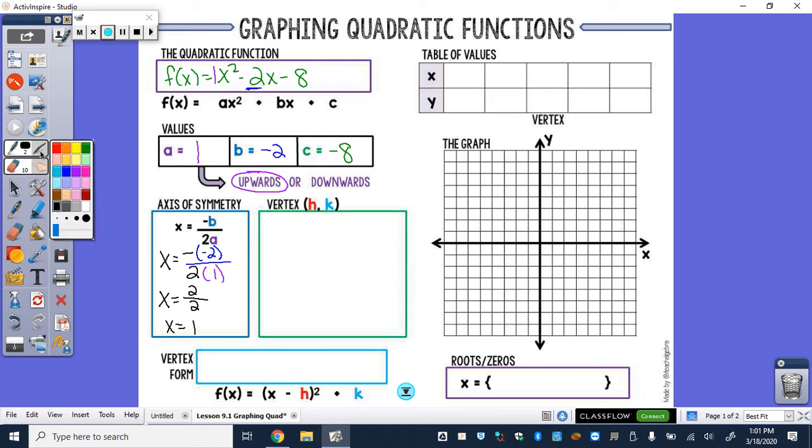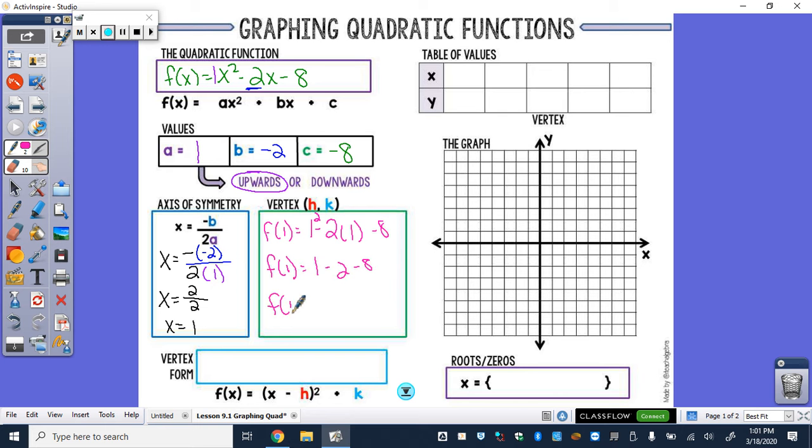To find our vertex, we then take that 1, and we're going to plug it in for the x of our equation. 1 squared minus 2 times 1 minus 8. So that's 1 minus 2 minus 8. 1 minus 2 is negative 1, minus 8 gives me negative 9. So my vertex is the point 1, negative 9. So that is our vertex.